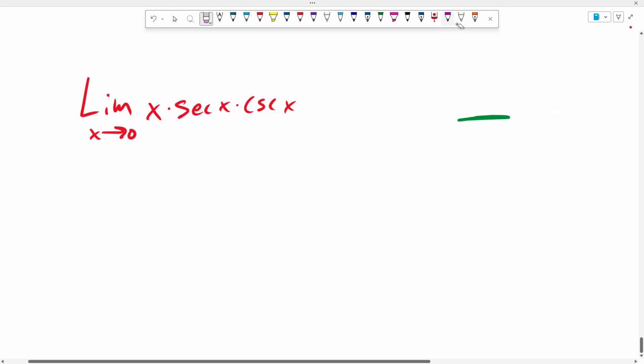Figuring out secant, cosecant, cotangent is hard, right? Because they're just the reciprocals of sine and cosine. So the trick is to change everything in terms of sine and cosine. All trig functions can be changed in terms of sine and cosine. So this is the limit as x goes to 0 of x times 1 over cosine of x times 1 over sine of x.